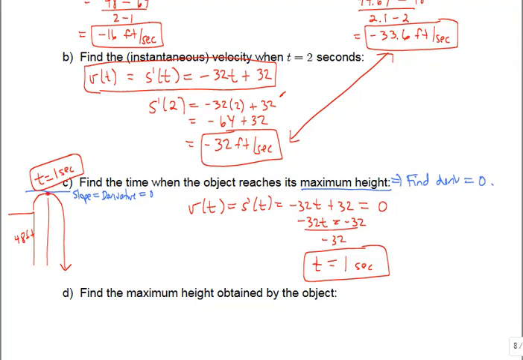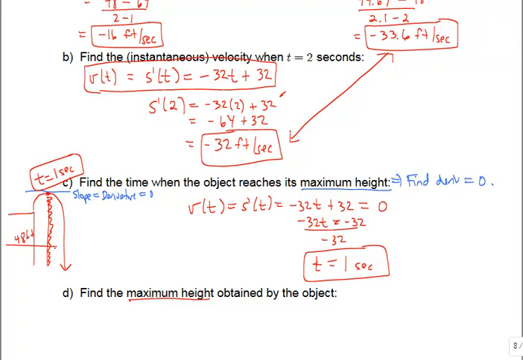All right, the next part of the question is, okay, you know when it's reaching its maximum height, but what is the maximum height? So let's find the maximum height obtained by the object. So we want to know how tall this actually is. Now, is that a velocity? Is that a time? Or is that a position? It's a position, right? It's a height.